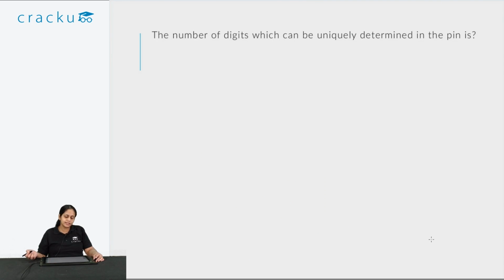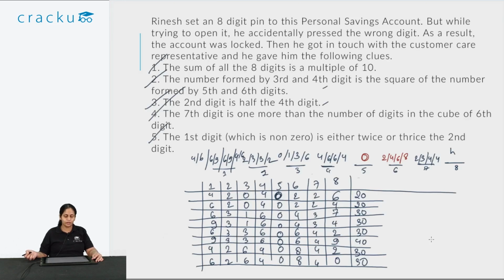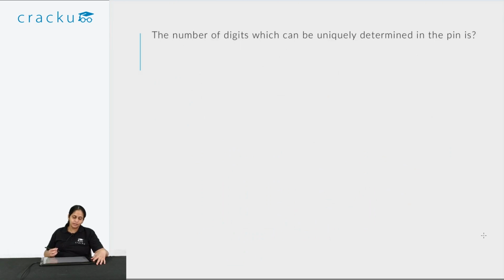The number of digits which can be uniquely determined in the pin is what? So if you see the table, for 1 the digits are changing, 2 digits are changing, 3, 4, 6, 7, 8 digits are changing. But for all combinations the fifth digit has to be 0. So we can uniquely determine the fifth digit. So the number of digits that can be uniquely determined is 1. The fifth digit can be uniquely determined.